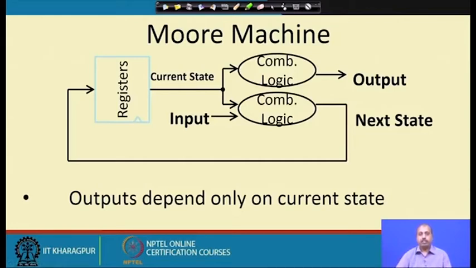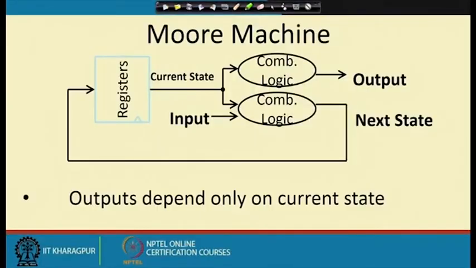Apparently it seems that the Mealy machine and the Moore machine are two different types of machines, and maybe one of them is more powerful than the other, but that is not the case. Both machines are equally powerful. Whatever computation you want to represent using a Mealy machine, you can do using a Moore machine and vice versa.